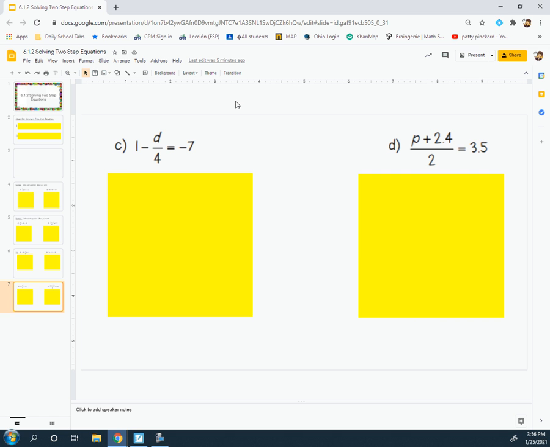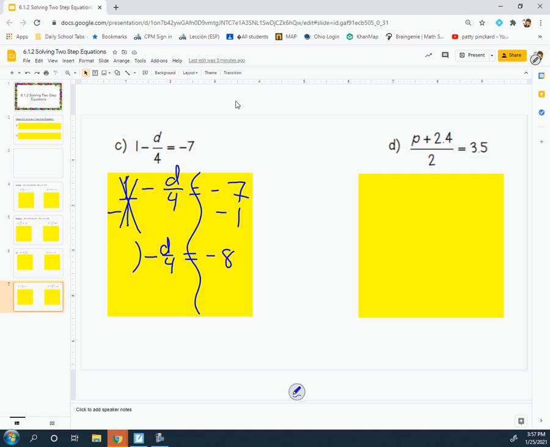Okay, for c, I have 1 minus d over 4 equals negative 7. So I'm going to subtract 1 from both sides because I want this to become 0. And I get negative d over 4 equals negative 8. So then you want to be careful. When you multiply, you're actually going to multiply by a negative 4 so that this cancels. So d equals negative 8 times negative 4 is positive 32.